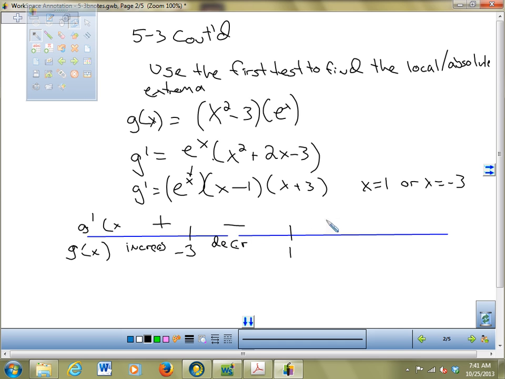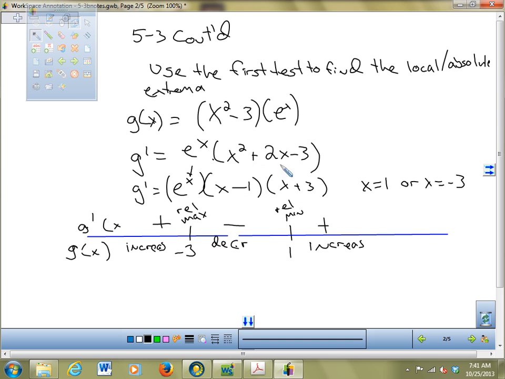And over here, if I plug in a number to the right of 1, like 2, I get out a positive, so my function is increasing. My function is increasing, my derivative is positive. Okay? So if the derivative changes from positive to negative, what do I have at that point? I have a relative or local maximum. And if my derivative changes from negative to positive, what do I have? Relative minimum.